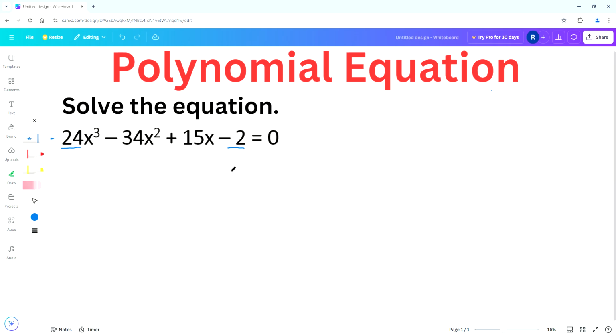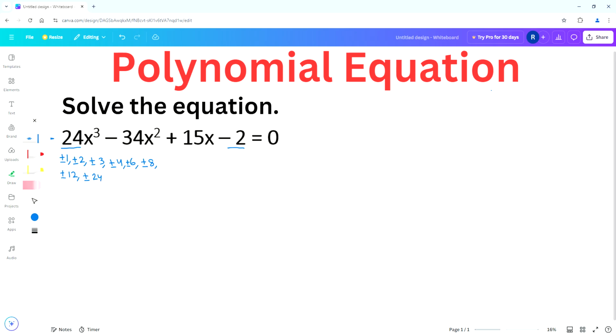The first step is to find the factors of 24 and -2. So let's start with 24. The possible factors of 24 are plus minus 1, plus minus 2, plus minus 3, plus minus 4, plus minus 6, plus minus 8, plus minus 12, plus minus 24.